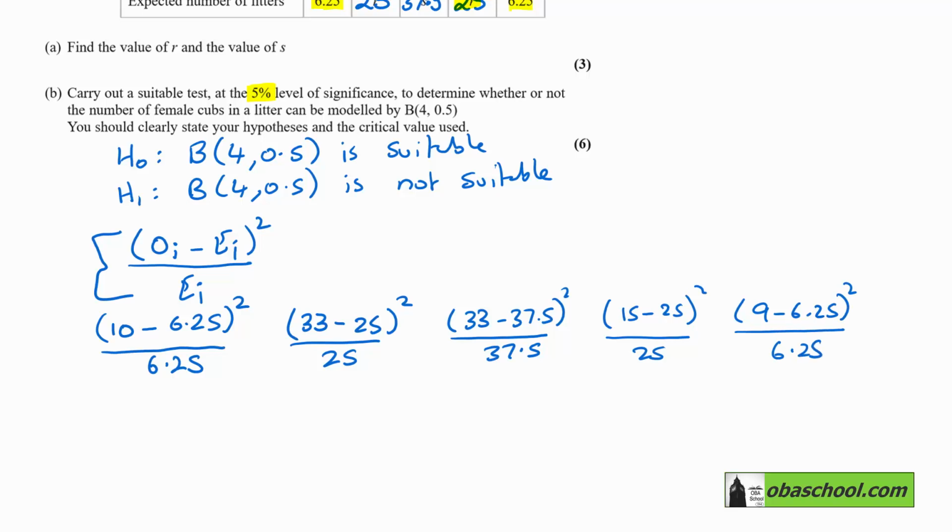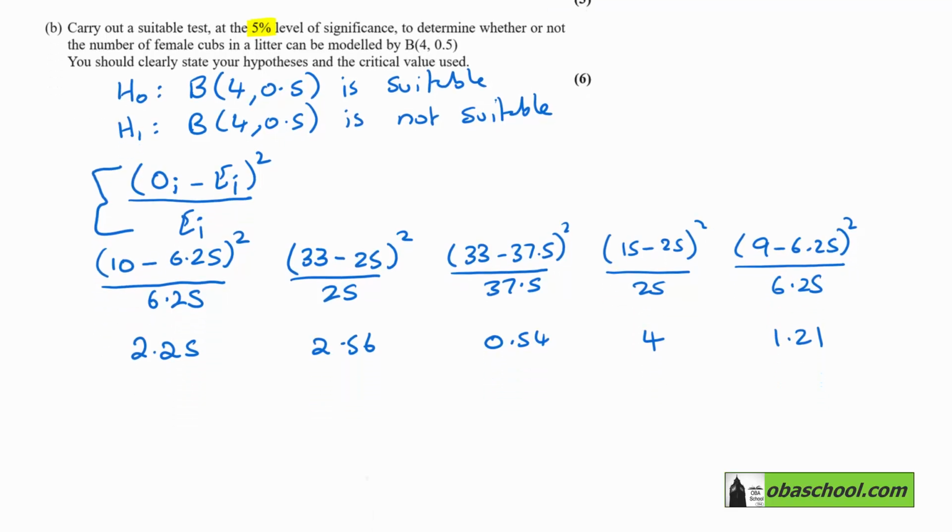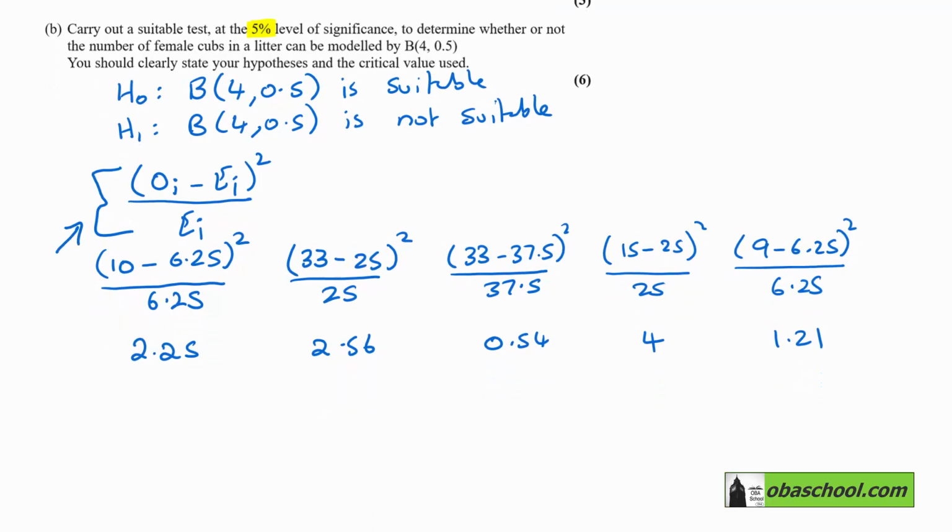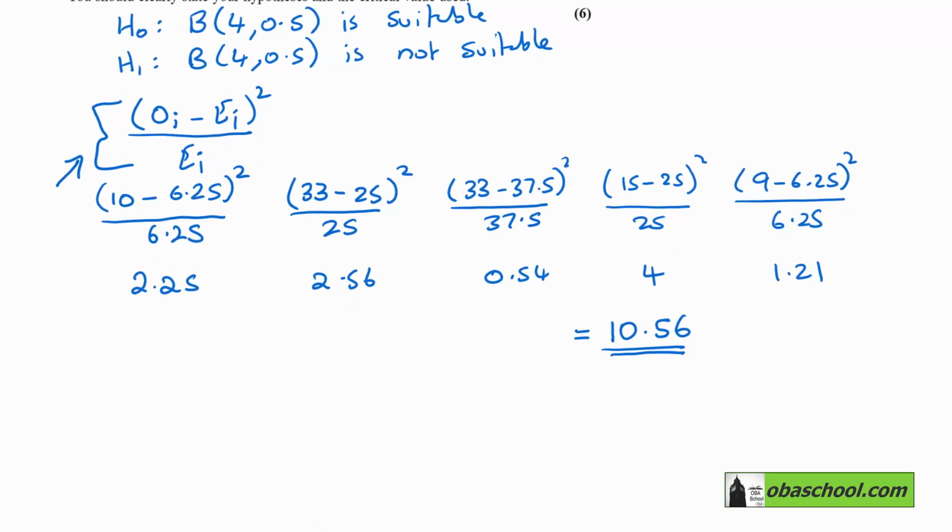We can calculate each of these. This one comes to 2.25. This one is 2.56. 0.54 for this one. 4 for this one. And 1.21 for this one. And obviously we want the sum of those. So we're going to add them up, and that's 10.56. That's our test statistic, and we need something to compare it to.